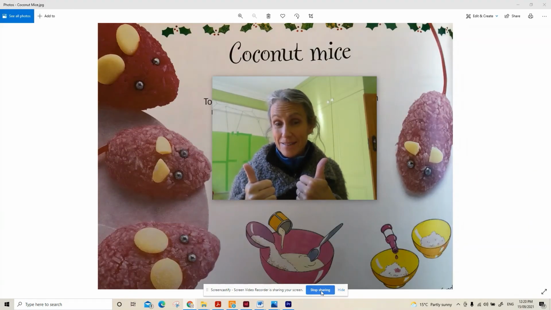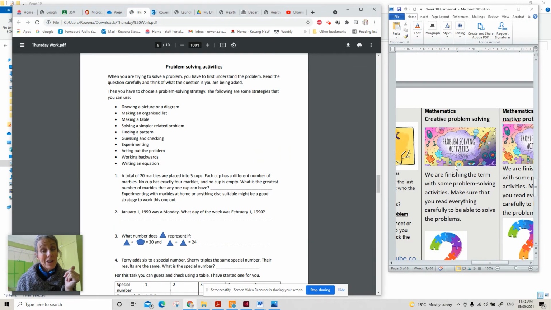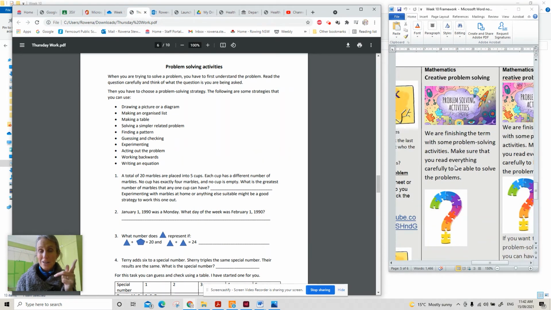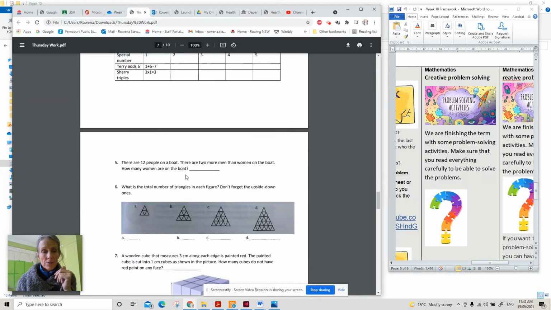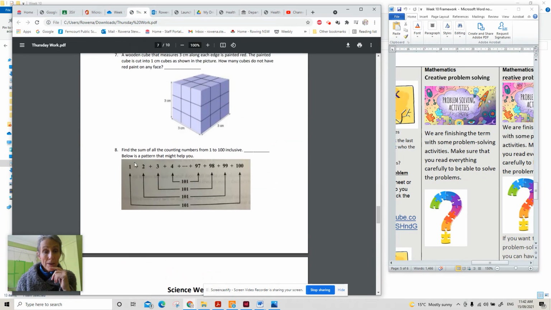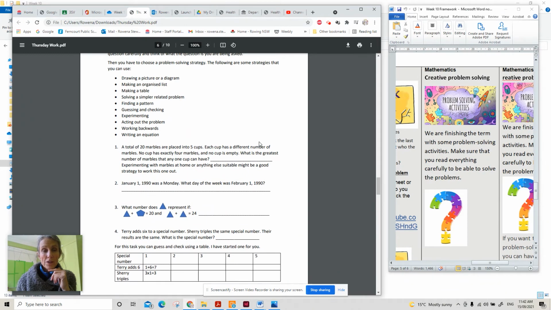What you've got is the maths. We're continuing on, so I hope you are able to crack the code of the last 2 days, and this is a bit different. Mrs. Thermo has set up problem-solving activities, so you'll see they're all numbered 1 right through until 8, and have a go at trying to solve these problems.